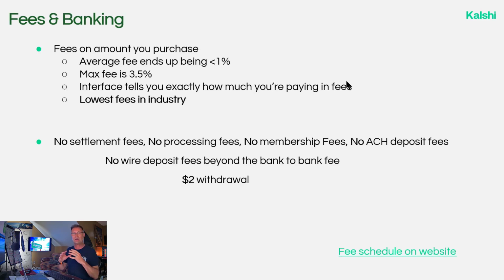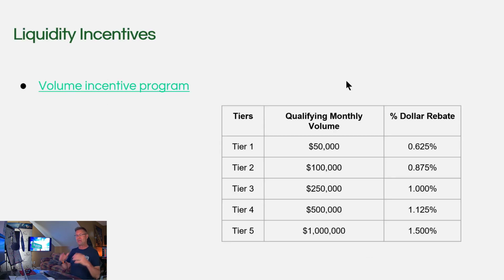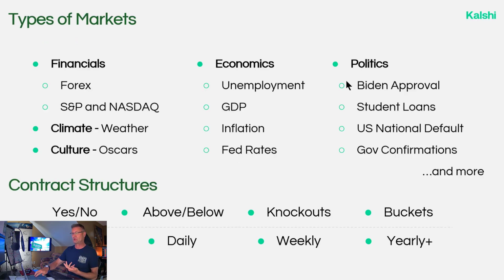Their fees are some of the absolute lowest in the industry. By far, they have some of the lowest fees in the industry. They don't have any junk fees, as I refer to them, settlement fees, processing fees, all of those kinds of things. There is a $2 withdrawal fee to pull your money back out, but that's really the only fee that you ever deal with. They have a huge volume incentive program, so that if you are trading a lot of volume, you get huge rebates back on that. That's fairly new. Most people don't have access to a program like that.